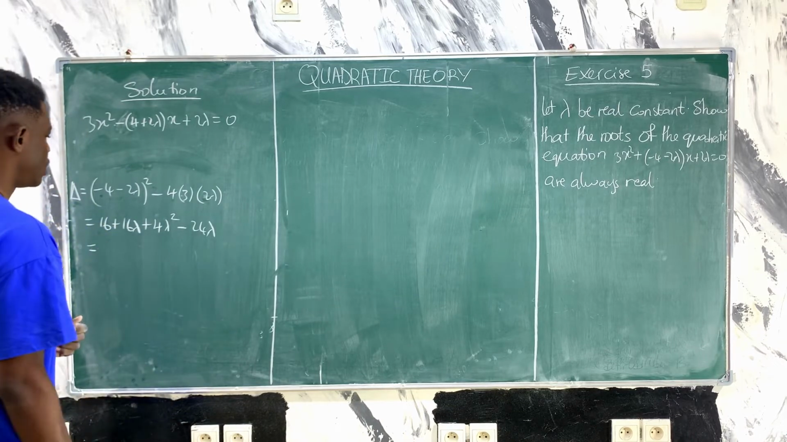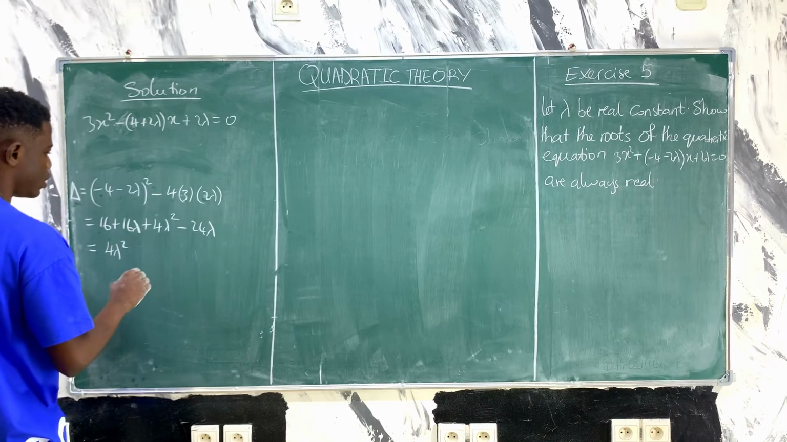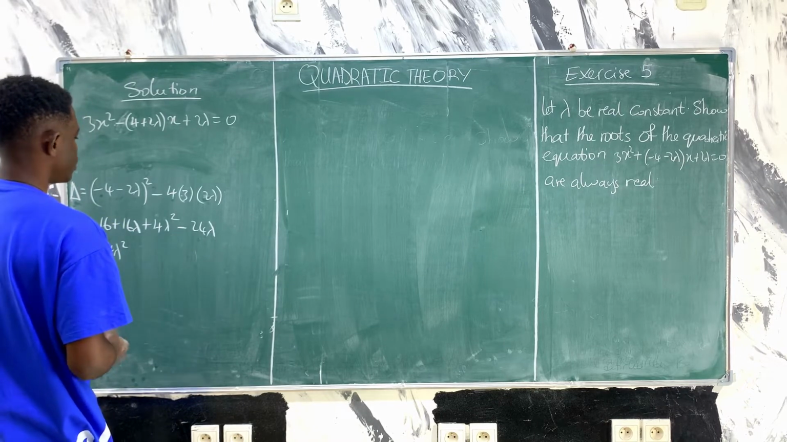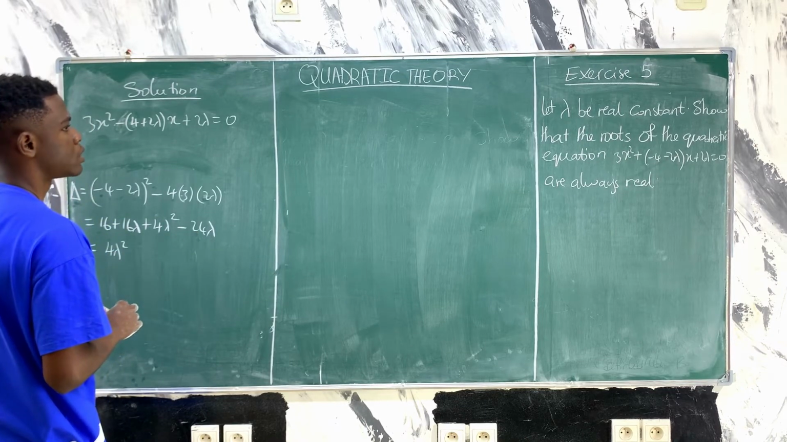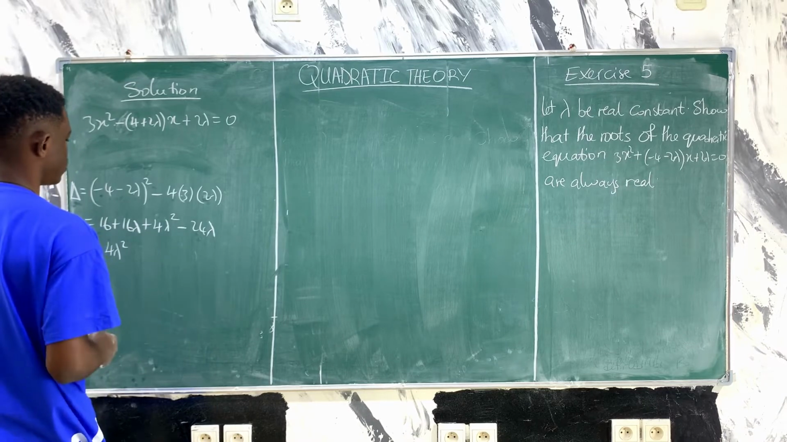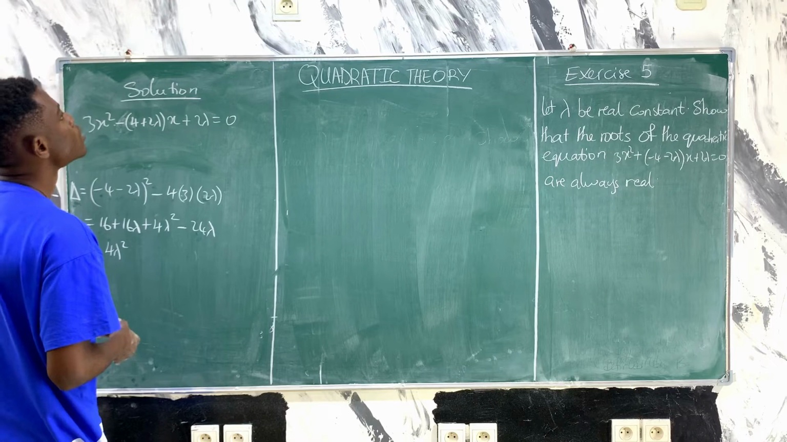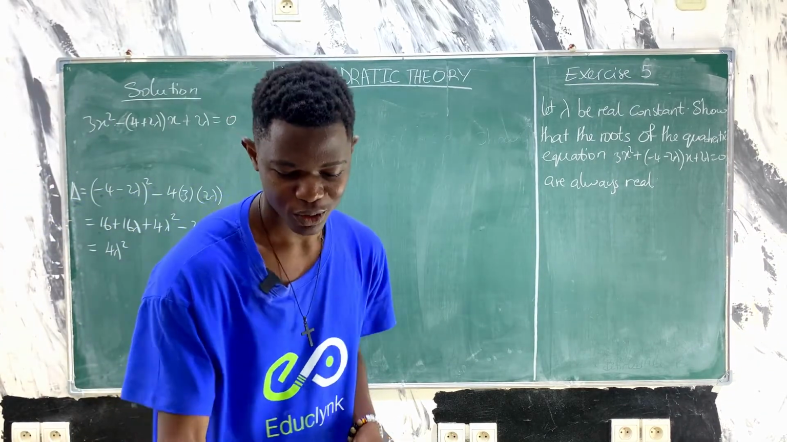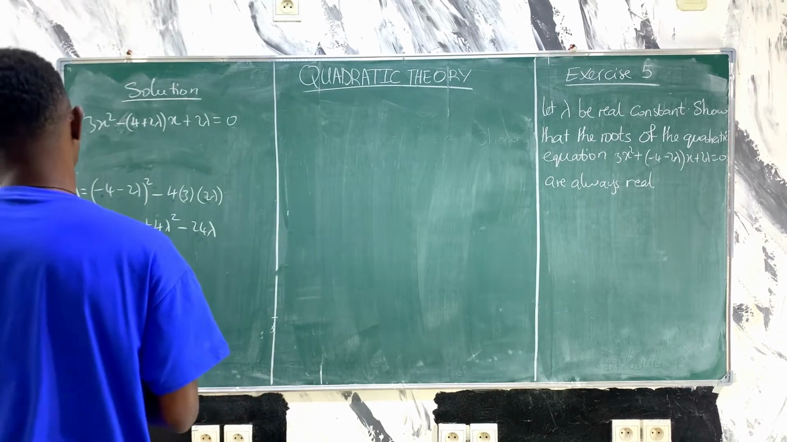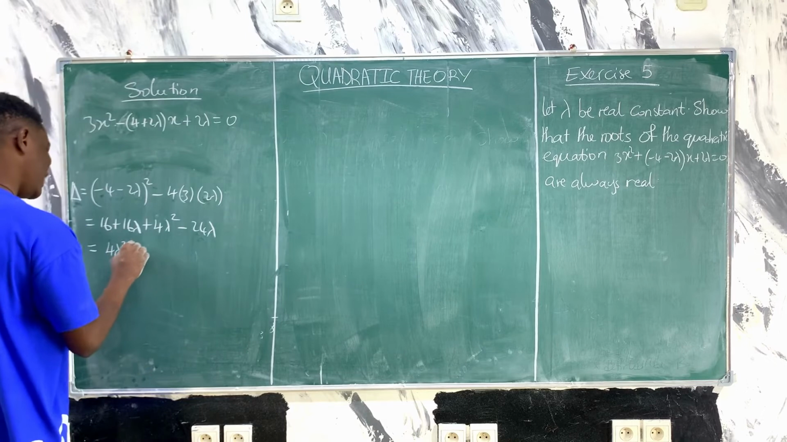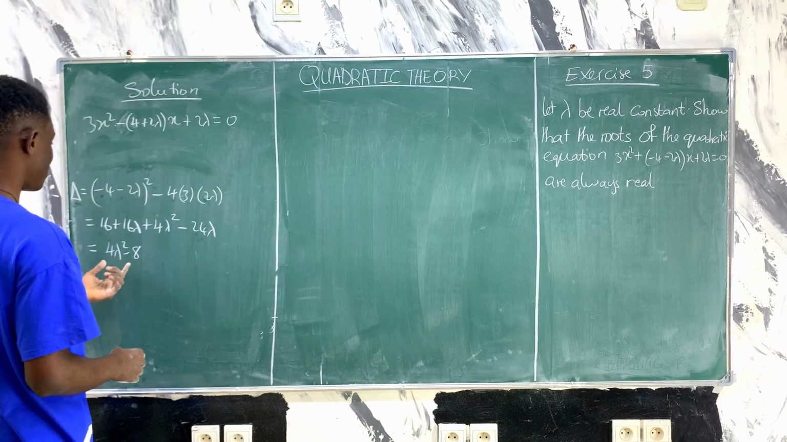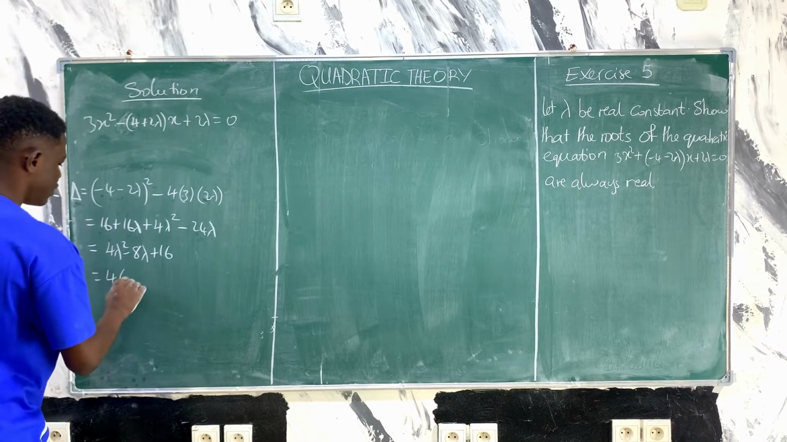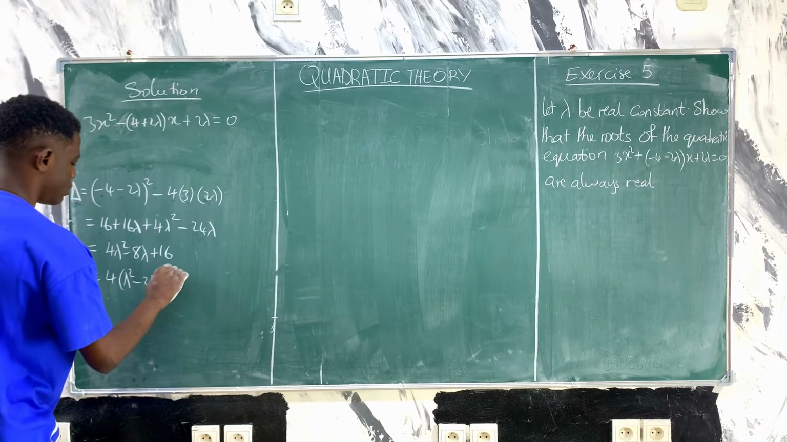So I'll put the items together: 4 lambda squared, 16 minus 24. Let me use my calculator. So 16 minus 24 is minus 8 lambda, plus 16. If I take 4 outside, I'll have lambda squared minus 2 lambda plus 4.